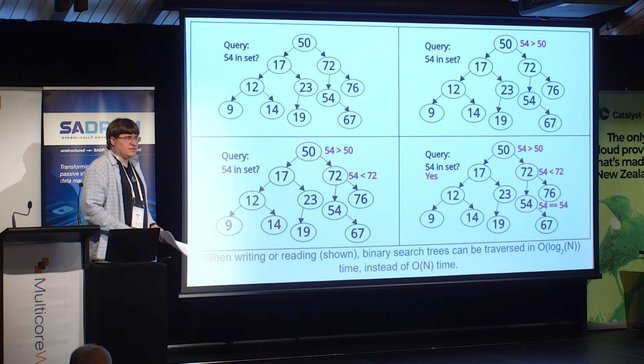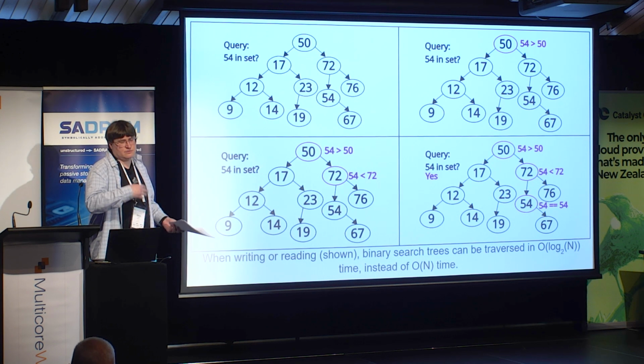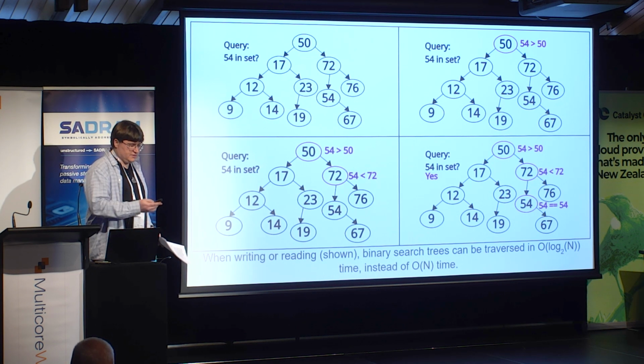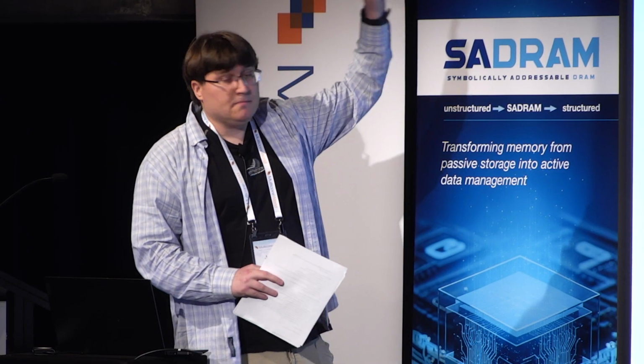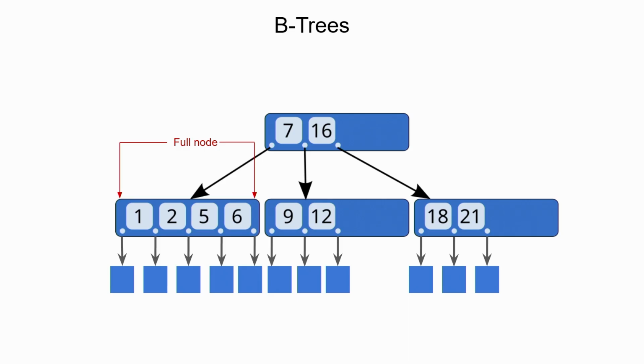And it runs at traversal complexity log of n. This is basic computer science. So B-trees. Is everybody familiar with B-trees, or should I go into detail there? All right. So B-trees is an improvement on binary search trees.